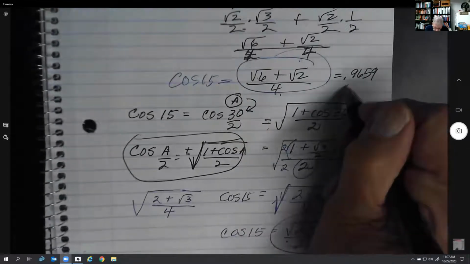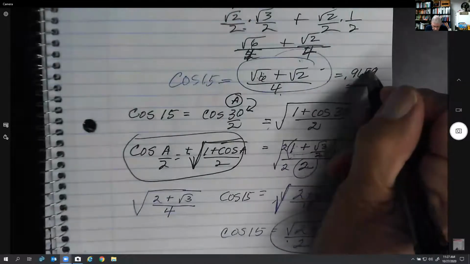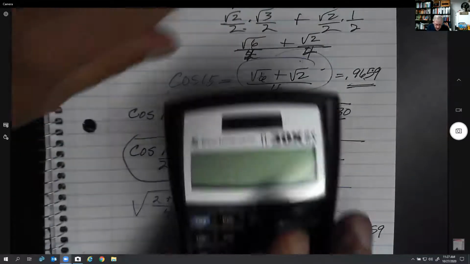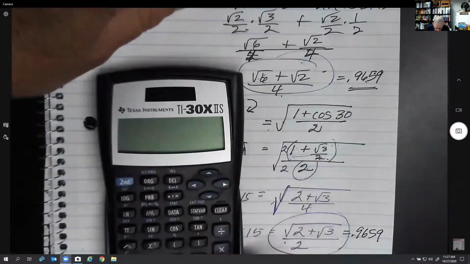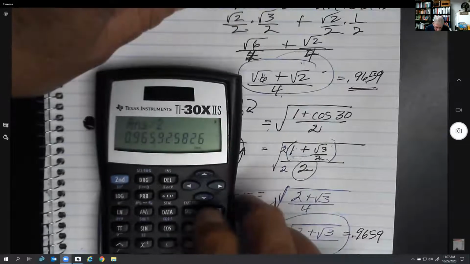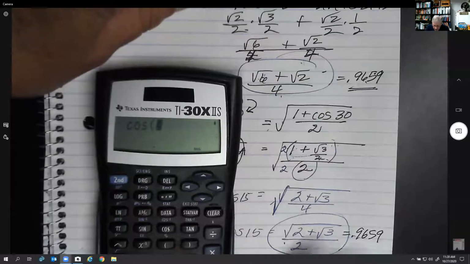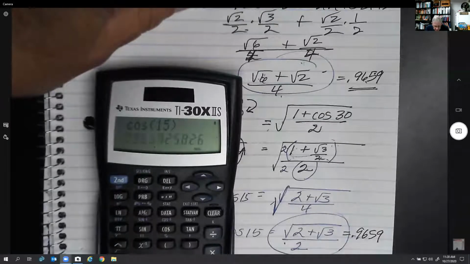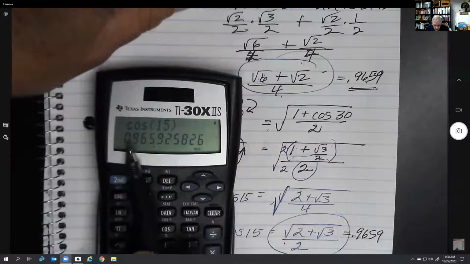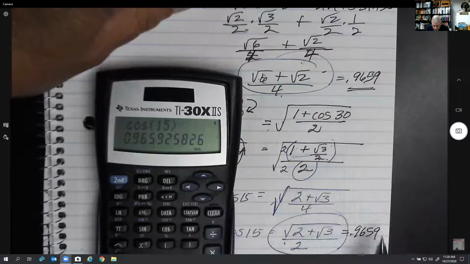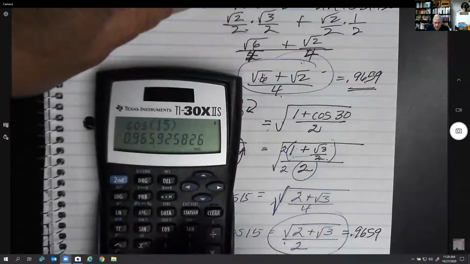If you were to convert this to a decimal, the cosine of 15 equals that, and we could look on our calculator and hit the cosine of 15, which obviously would be the easiest way to do it, but they wanted an exact answer. But if we didn't want an exact answer, if we just hit the cosine of 15, hit equal, what do we come up with? 0.9659, which is exactly what we got by doing it either way.